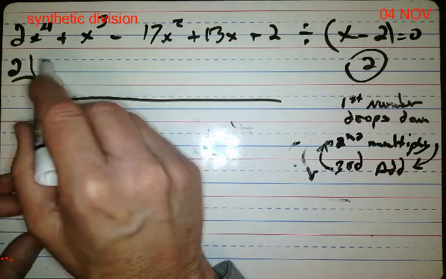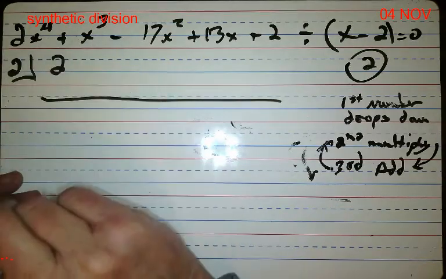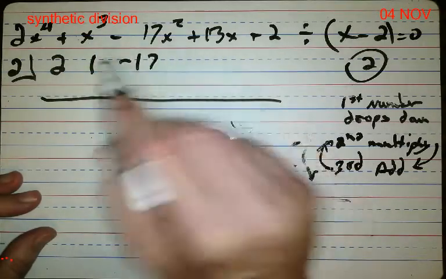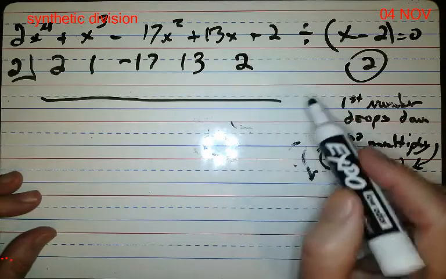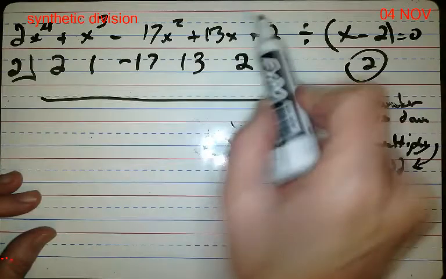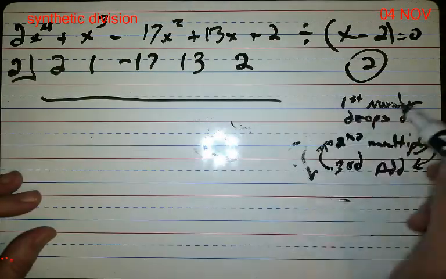Now then, what goes here? I have to write the coefficients, right? 2, what's the number in front of x? 1, good. Negative 17, positive 13, positive 2, right? 4, 3, 2, 1, none. That's what we got right there. There was nothing missing. Right? First number drops down.